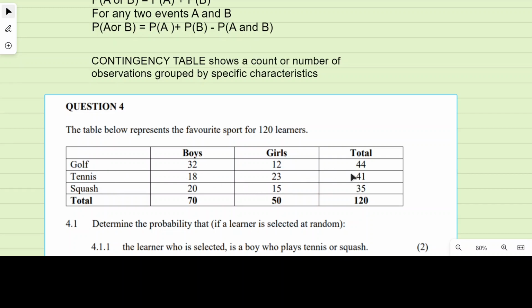So if you look at all those who play golf, the total is 44. All those who play tennis, including boys and girls, 41. All those who play squash, 35. So once again, the total is 120. So you must have an idea about what all these numbers represent. Now let's go to the question.